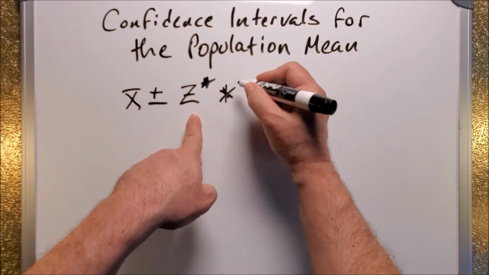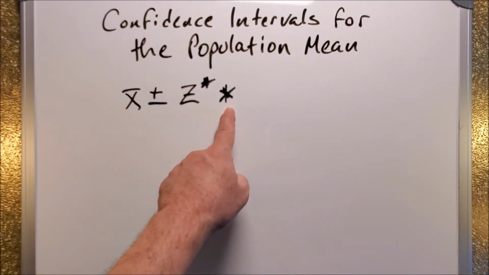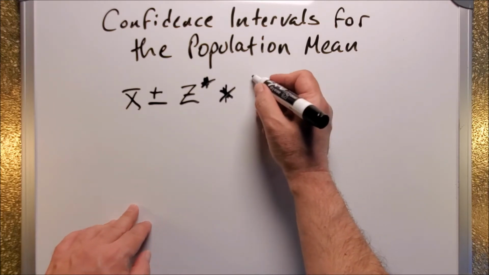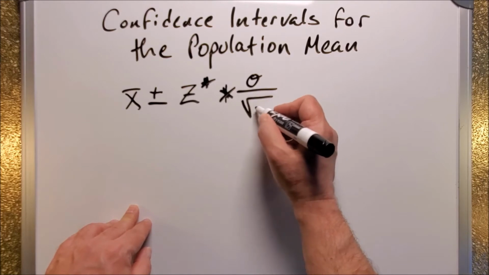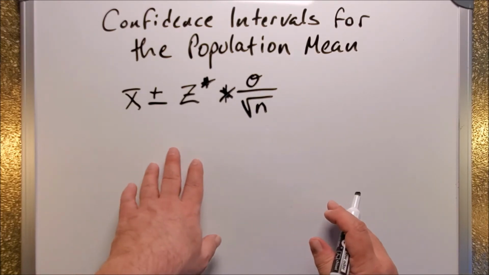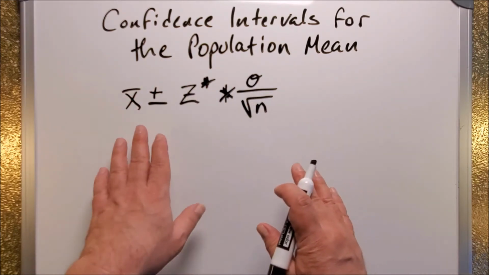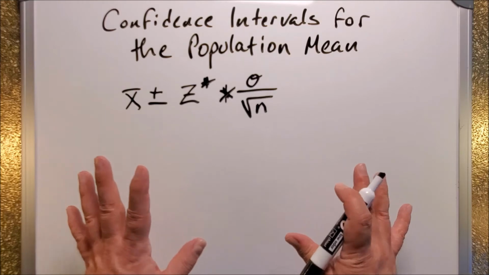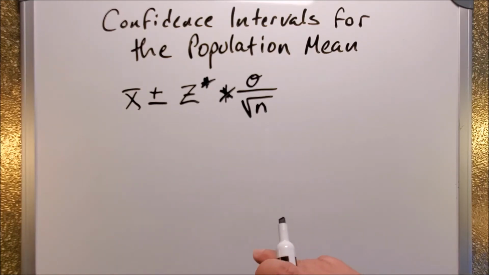I like to label it z star, times another star, but this time it's multiplication, the standard error. Remember that we have a new, or rather I should say different, standard error formula in the case of confidence intervals for the population mean. We're talking about using something which references the sampling distribution of the sample mean. So there's our formula. Let's get a little bit more specific about that.